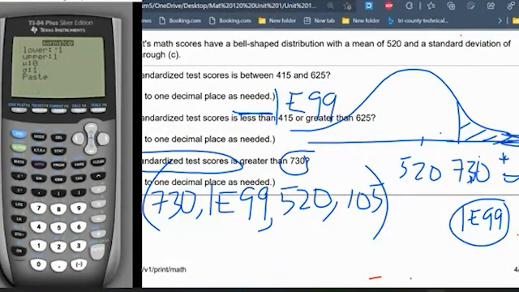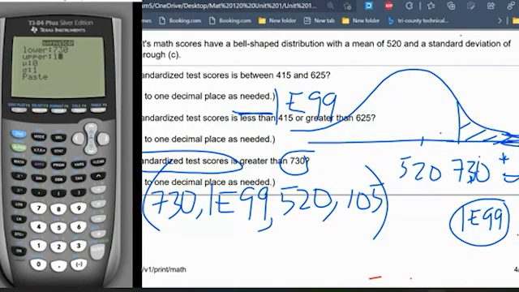Okay, I'm doing it with the raw score now. So I'm going to put 730 as the lower bound. Upper bound is positive infinity. Watch me put positive infinity: 1 e to the power 99. Where do I see that e? That e is under the comma, so second e. Let me clear it and make sure I put it again.